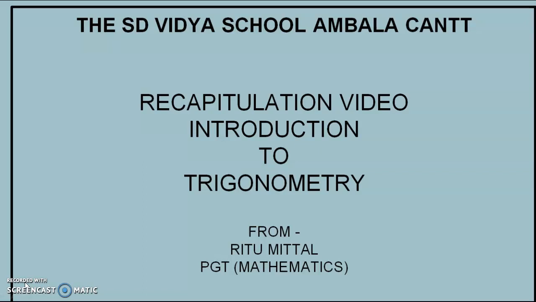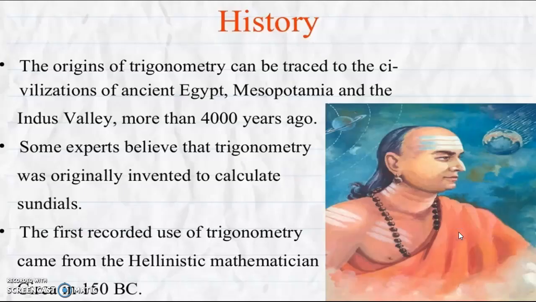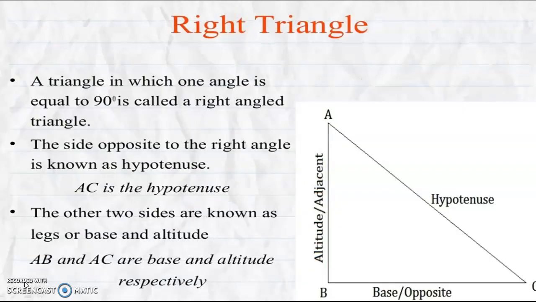First of all, we will work on the history of this chapter. The origin of trigonometry can be traced to the civilizations of ancient Egypt, Mesopotamia and the Indus Valley more than 4000 years ago. Some experts believe that trigonometry was originally invented to calculate sundials. The first recorded use of trigonometry came from the Hellenistic mathematician Hipparchus in 150 BC.